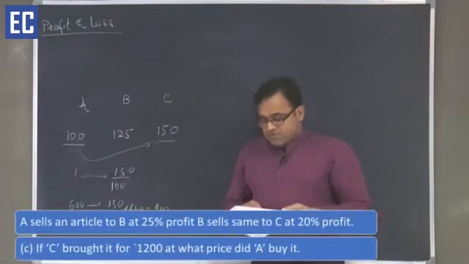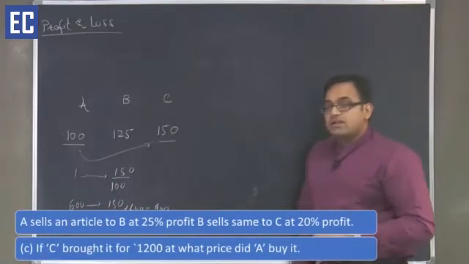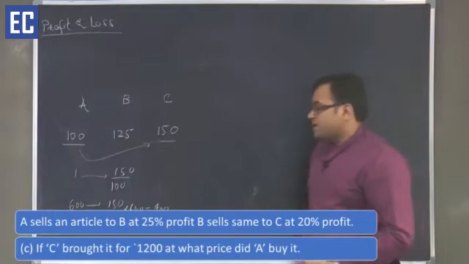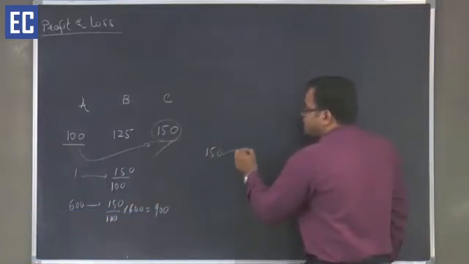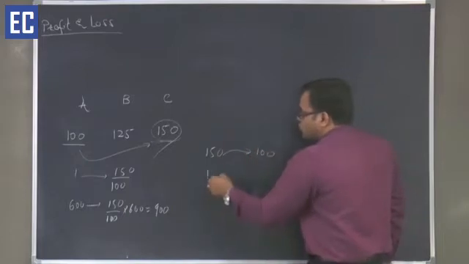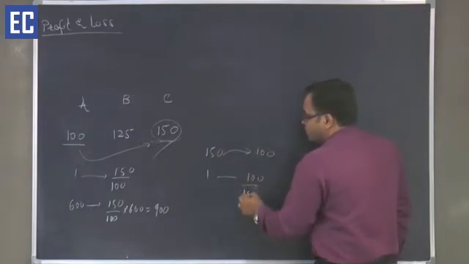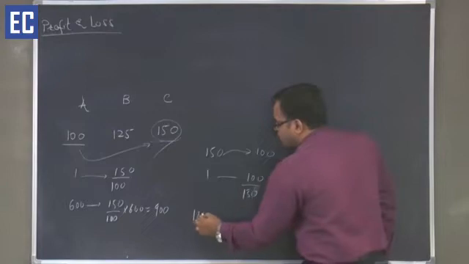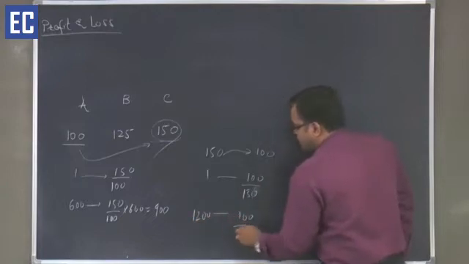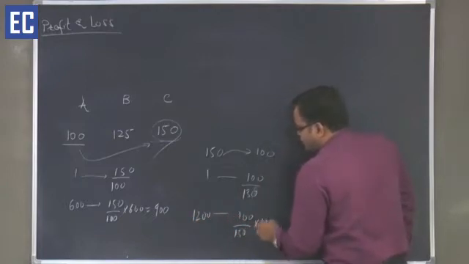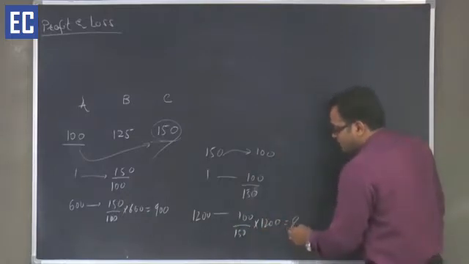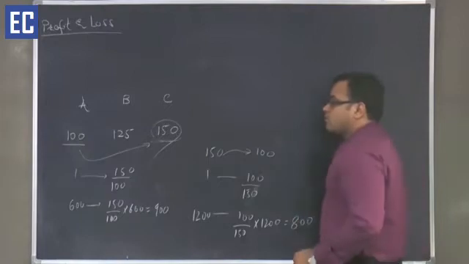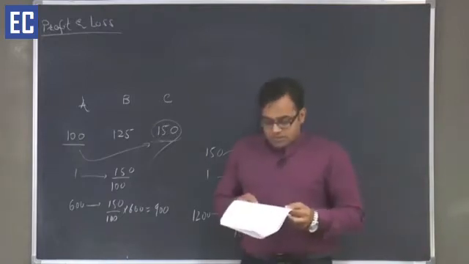C, if C bought it for rupees 1200, then at what price did A buy it? If C is buying at rupees 150, then A is buying at rupees 100. So 1 will give me 100 upon 150. So 1200 will give me 100 upon 150 multiplied by 1200. This is 1 upon 1.5. This will become 800. So this is equal to 800 rupees. And that would be the answer for the part C.